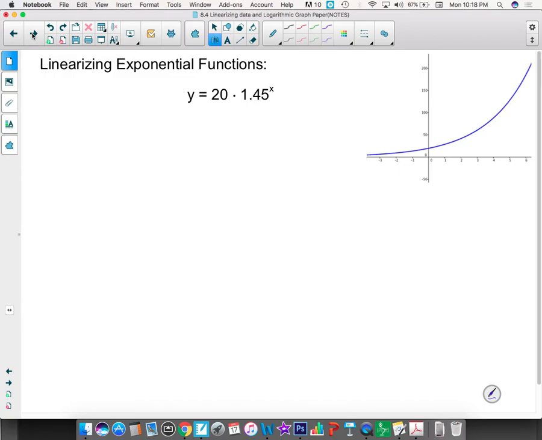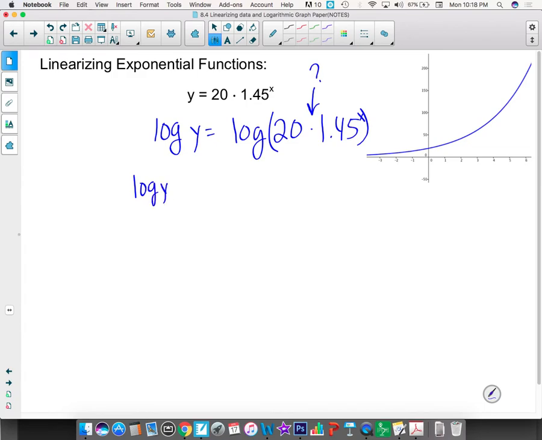But I would take the log of both sides. So I take log of y equals log of 20 times 1.45 to the x. Okay, now you got to use properties of logs. How can we split this up? All right, well, since we're multiplying inside the logs, what can you do with the stuff inside the logs? We can break it up into 2 separate logs and add. So I got the log y on the left here, and I'm going to split these 2 up on the right. Okay, so I got log of 20 plus log of 1.45 to the x.